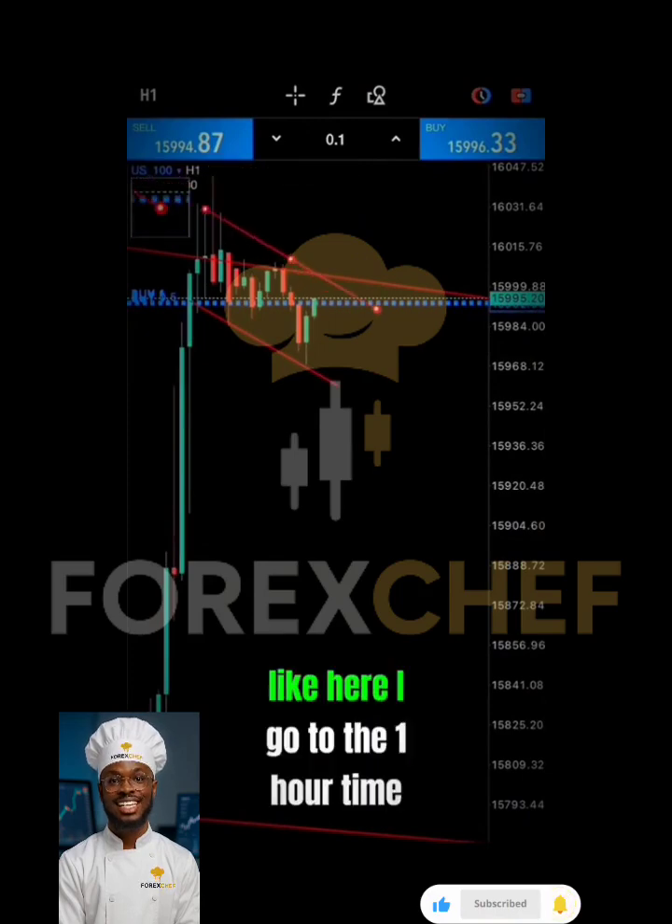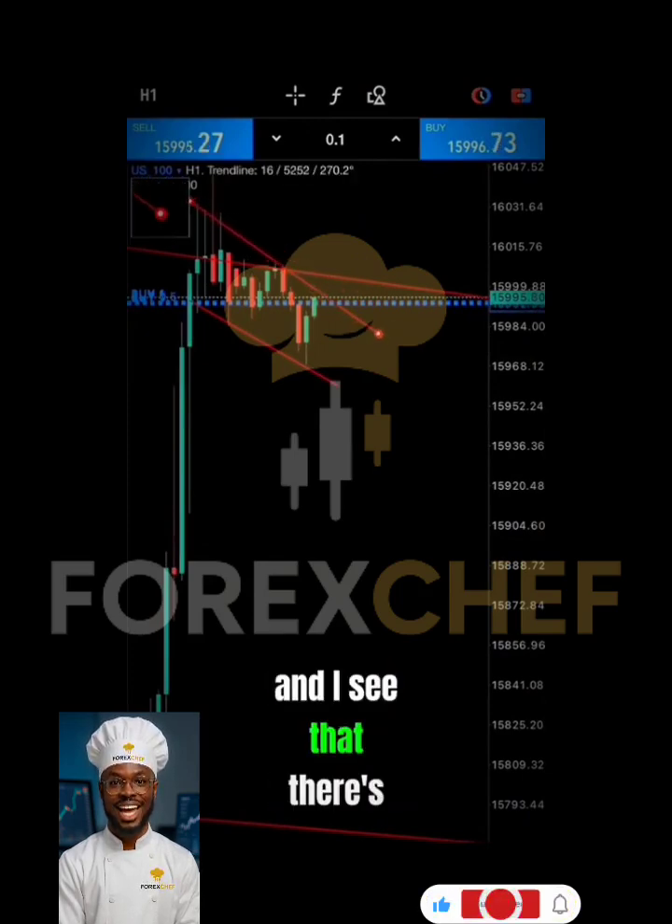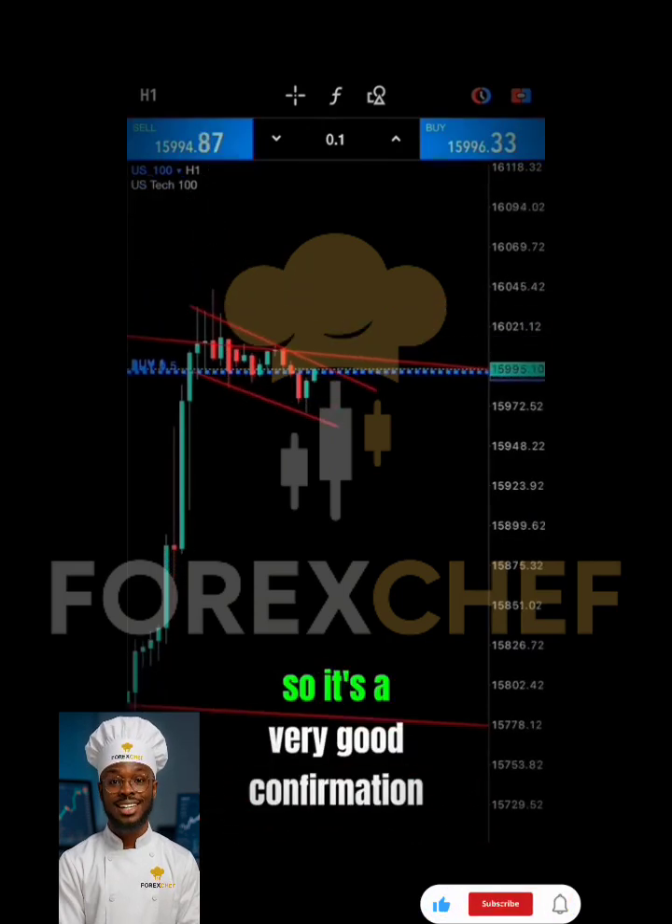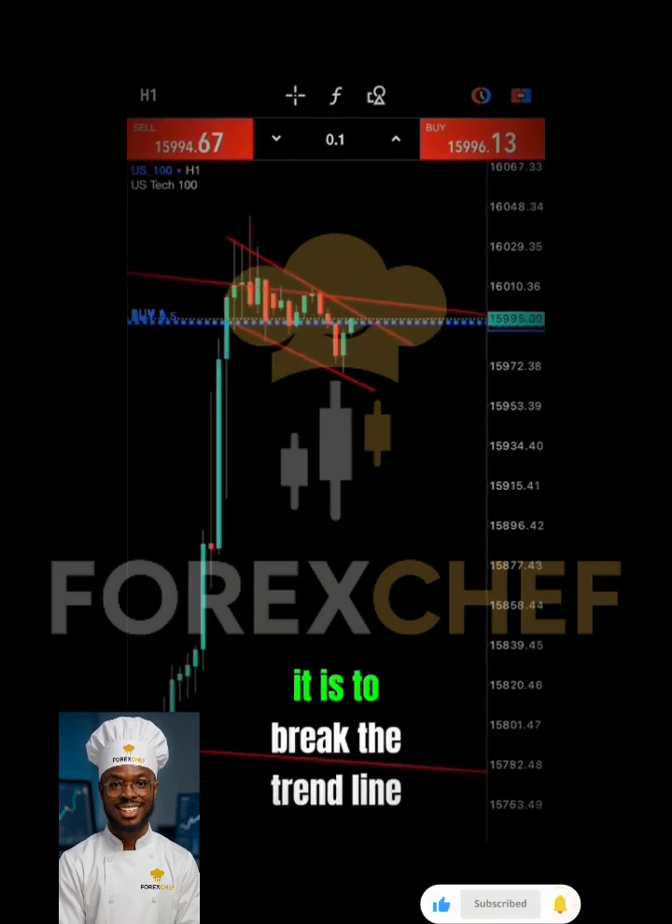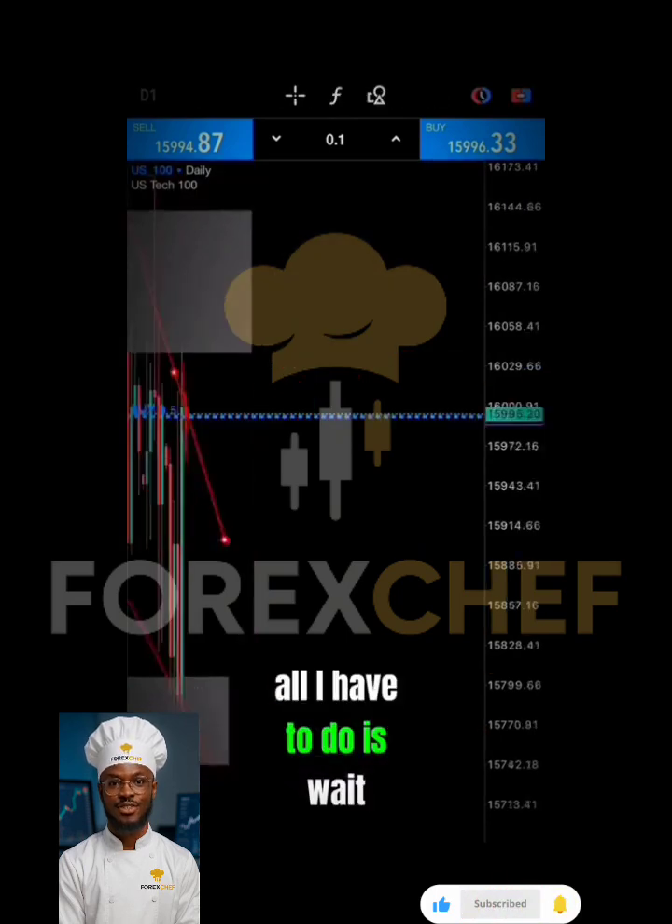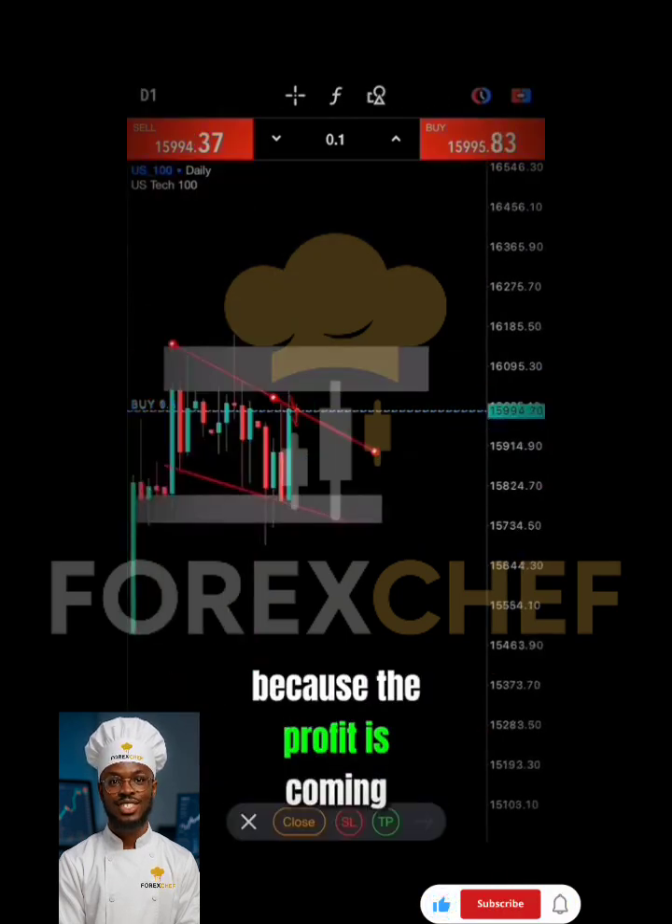Like here, I go to the 1 hour time frame and I see that there's also another bearish flag which is about to go up. So it's a very good confirmation that it has to break the trend line and then break the big trend line going upwards. All I have to do is wait because the profit is coming.